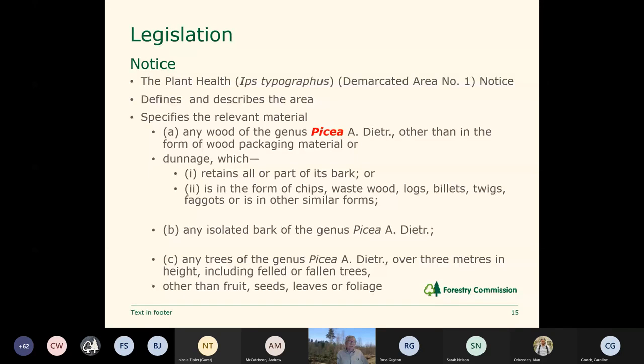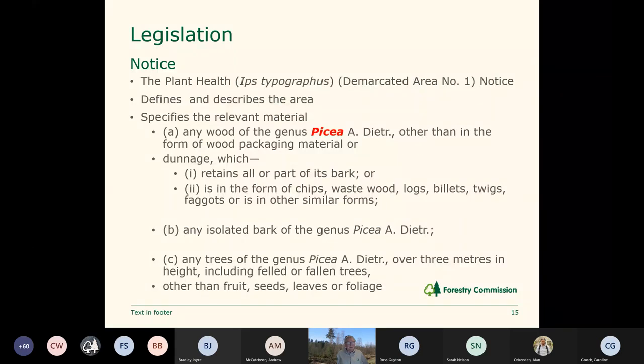The notice describes exactly what the relevant material is, and whilst the order that stands above this notice allows us to control any conifer material, we made this very explicit to Picea, because from our investigations it was apparent that the only time we found the beetle present in non-spruce material was when we'd invited it there with our pheromone baited lures. So it's explicit to the genus Picea. It's explicit to all wood, bark, wood waste, and so on.